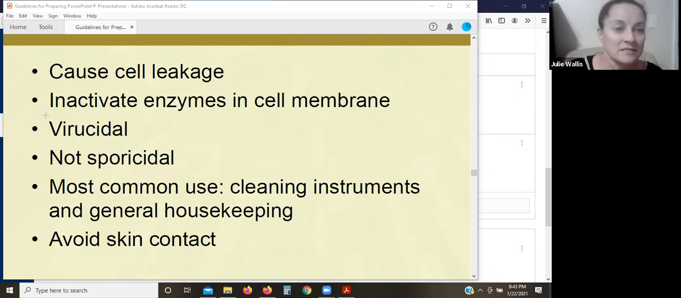It does inactivate viruses. I almost said killed, but we don't say killed viruses since they're not living. So we'll say inactivates viruses, virucidal. It is not sporicidal, so it does not destroy spores. Most commonly used in cleaning instruments and general housekeeping, but it is corrosive to the skin, so it should not be used in contact with skin.